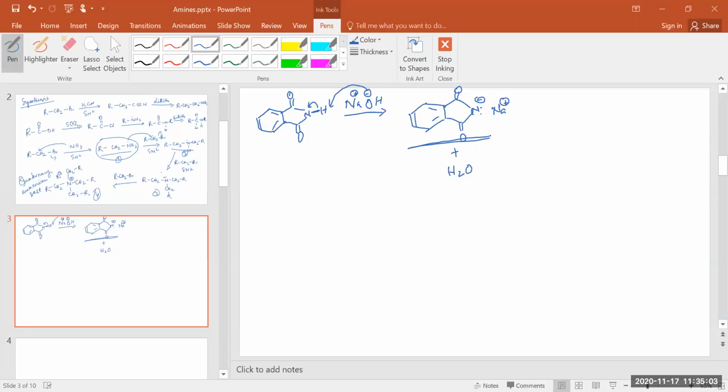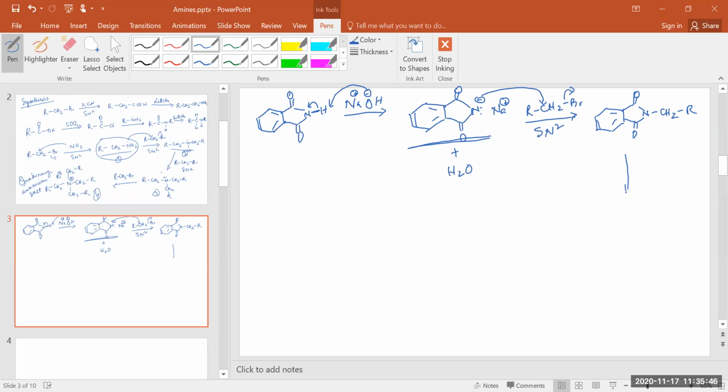Now if you take alkyl halides, what will happen? It can react by SN2 reaction, so the nitrogen will be alkylated. This is a new reaction we have never discussed before. See the mechanism here, these are the stepwise things. The nitrogen will connect with the alkyl group.